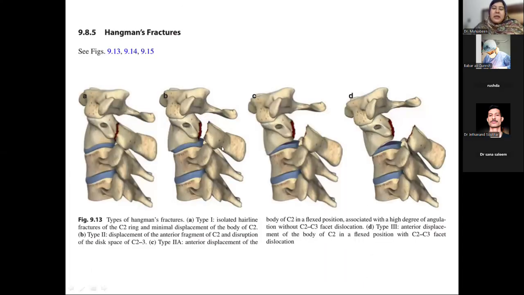Then we have a type of fracture that involves C2 as well as C3. It's known as a hangman fracture. Now, what is a hangman fracture? Previously, the mechanism of injury of hangman fracture was hanging, what they call hang till death. So that is the cause of hangman fracture. But there are a few other causes as well. The basic mechanism is hyperextension injury, which causes disruption of this part of C2.